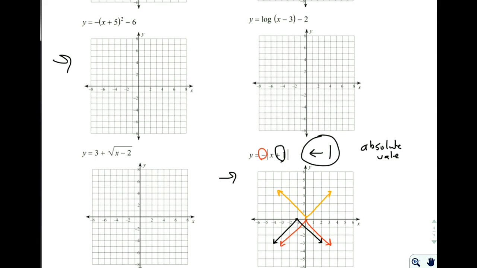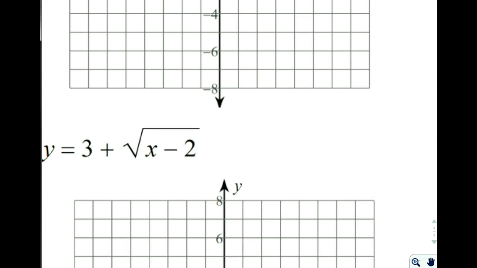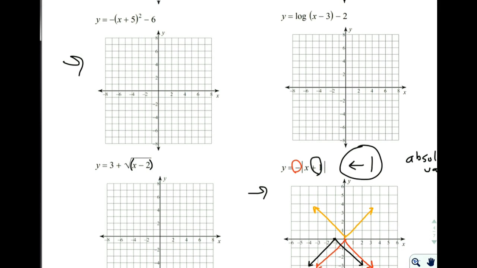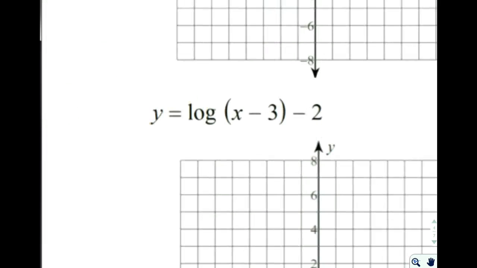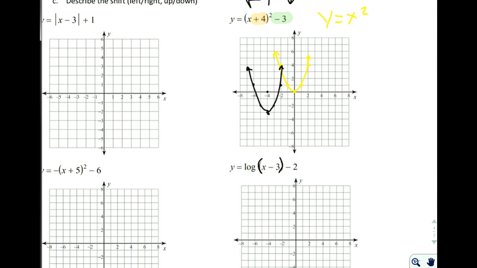Last thing I want to point out, when you're looking at things like this, is what's considered in the parentheses when it's under the root like that. So the x minus 2, that's causing it to shift 2 units to the right. And then same thing with this log function. You take your basic log graph, and because it is in the parentheses here with x, this is going to shift it to the right 3 units.